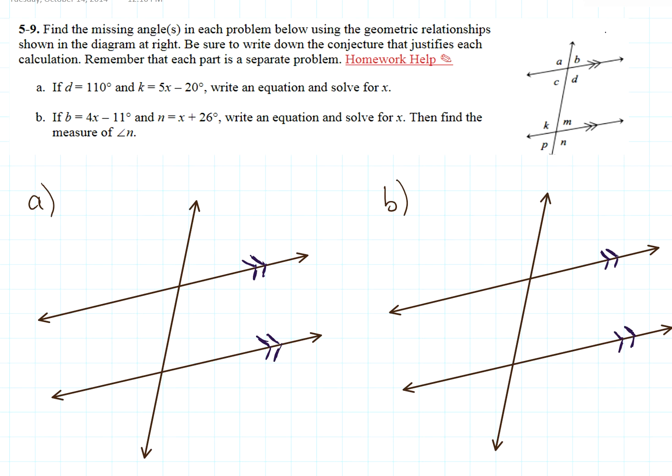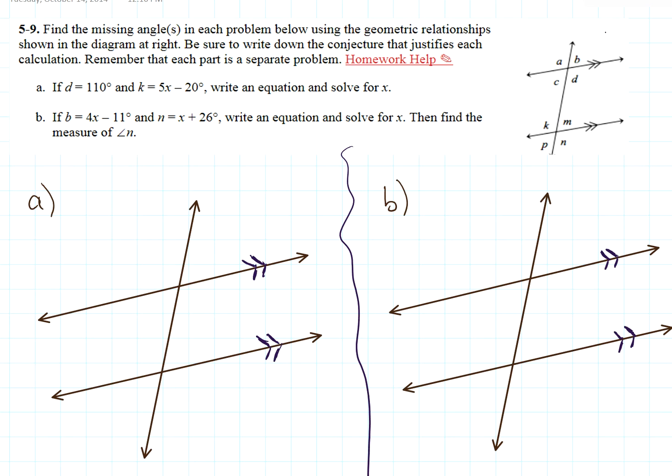Okay, the final question says, find the missing angles in each problem below using the geometric relationship shown in the diagram at right. Be sure to write down the conjecture that justifies each calculation. Remember that each part is a separate problem. So A and B are not the same problem. They're two different problems. So let's take a look at A first.